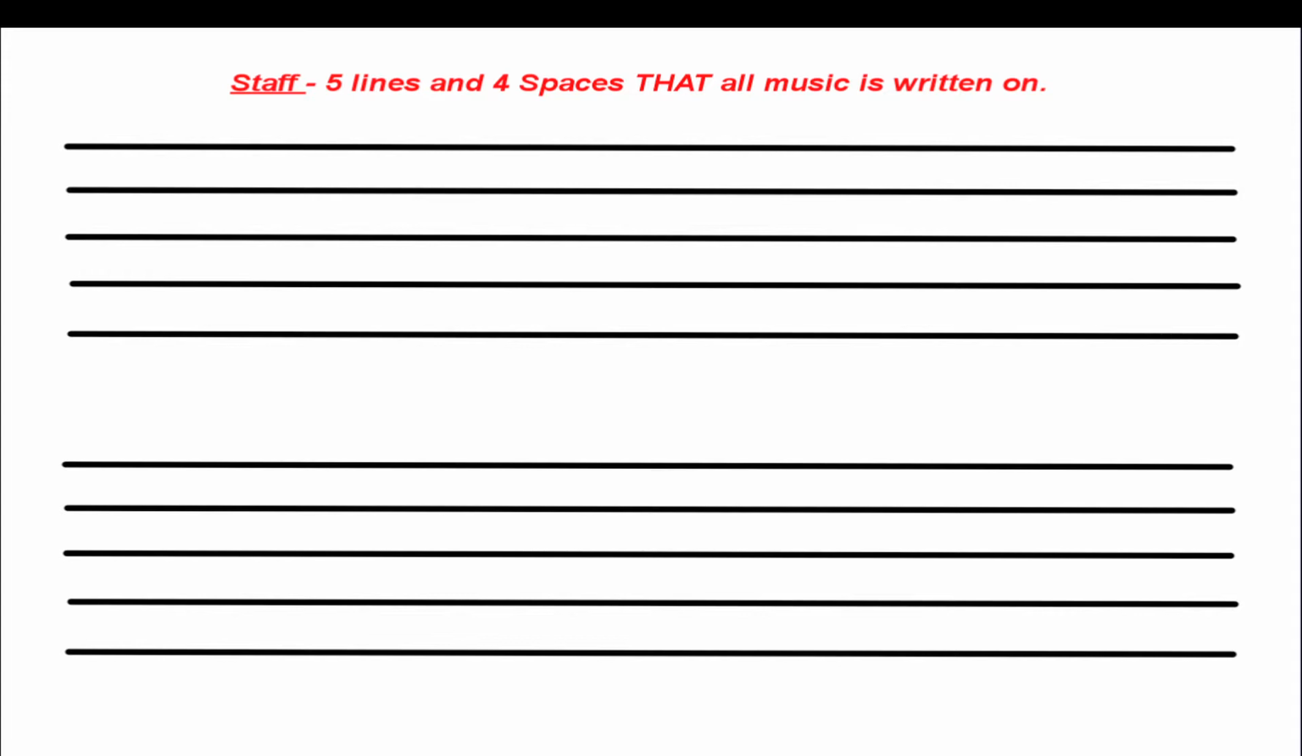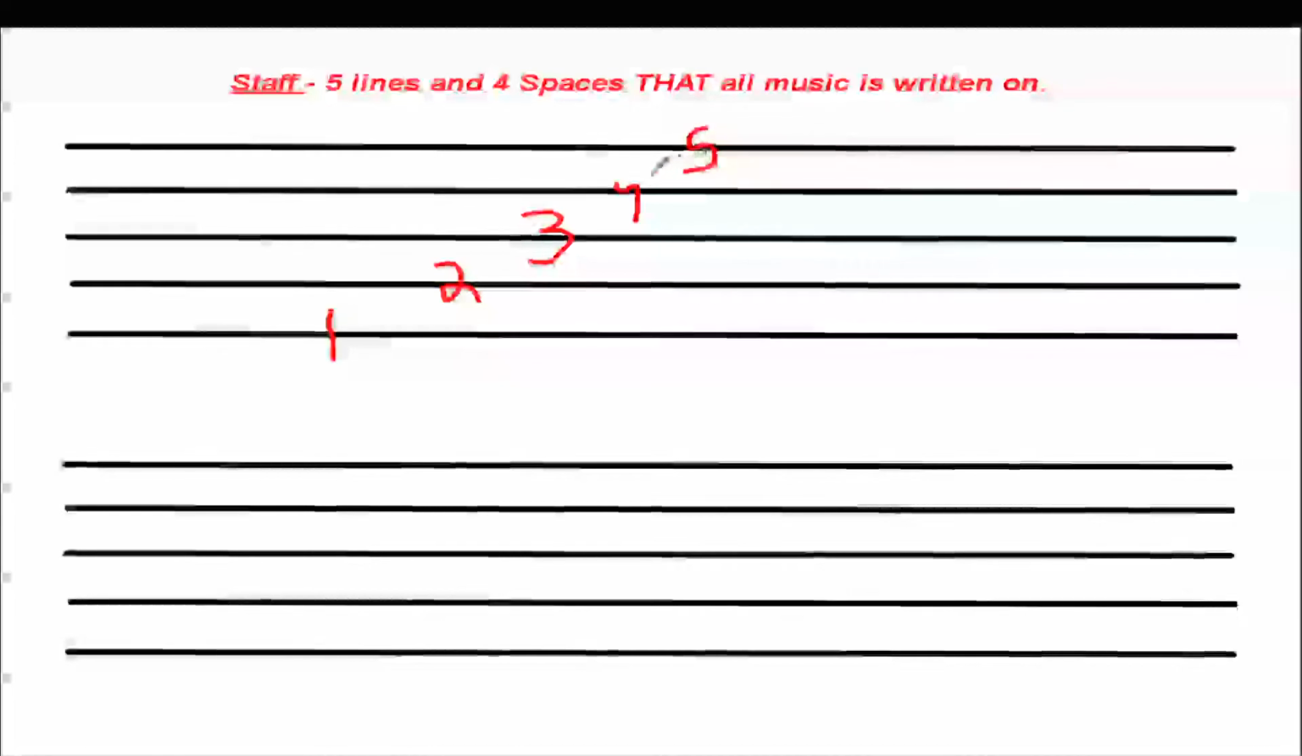Now when we talk about these 5 lines and 4 spaces, they each have a specific number. What you see here on the screen is 2 different staffs. This is one staff, and then down here you have another staff. Each staff, the lines and the spaces, have a specific number assigned to them. We always start from the bottom and count up. So this first line would be considered line 1. Then we have line 2, line 3, line 4, and line 5.